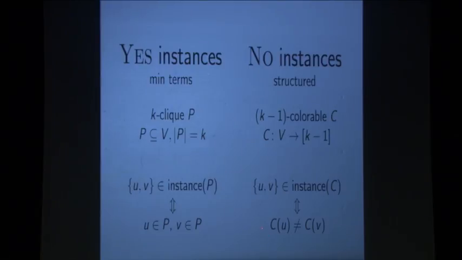Because if you fix a coloring, and then you add edges as long as the two endpoints receive different colors, then every coloring will give you a graph. This graph will by definition be colorable by k minus 1 colors. But if you add any edge to it, then it will become not colorable. So it's maximal in a sense. It's a structured instance that is maximally colorable, but if you add more edges, it won't be colorable. It is a no instance because a k-click cannot be k minus 1 colored.